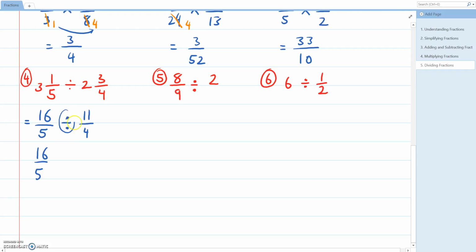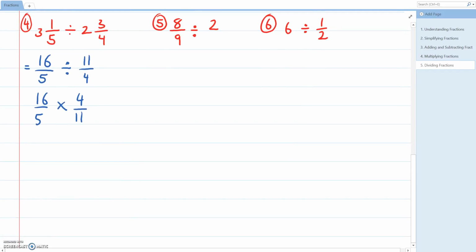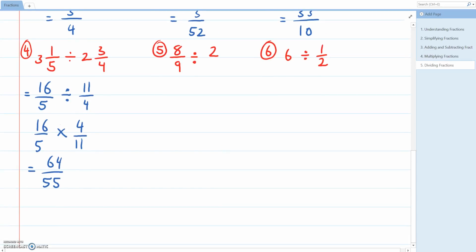Changing our division sign to multiplication, and flipping 11 over 4 to 4 over 11. And this is a tricky one. It's going to be a bit of a weird one. 16 times 4 is 64, and 5 times 11 is 55. It's a pretty tough one when we can't cancel.